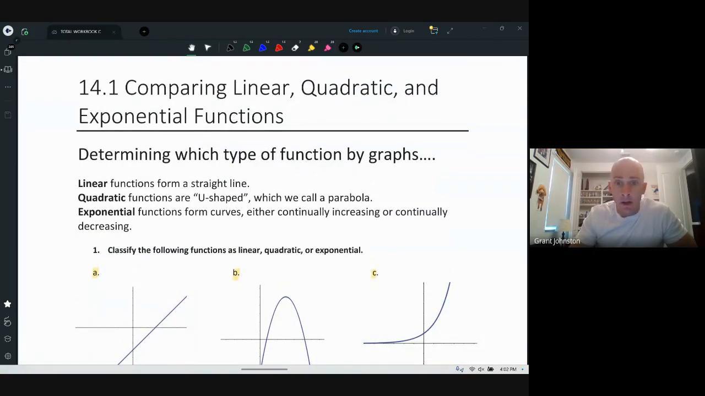Comparing linear, quadratic, and exponential functions. First we're going to start by comparing them and determining what type of function they are by looking at their graph. So here's a couple notes for you.